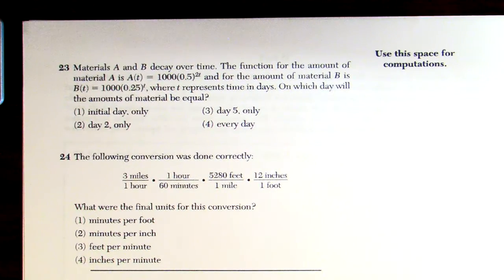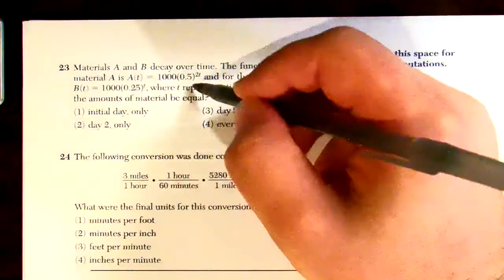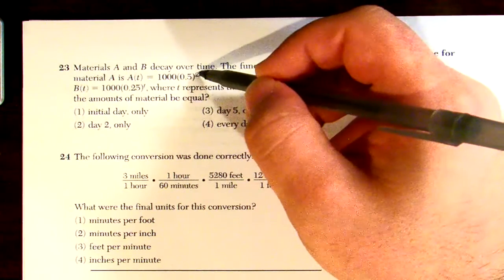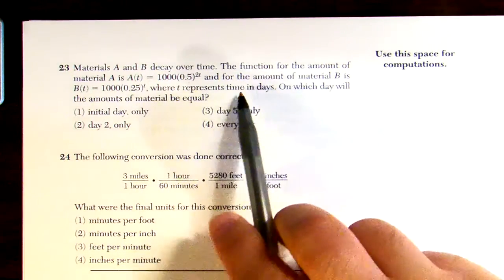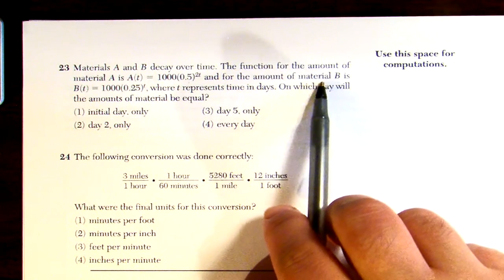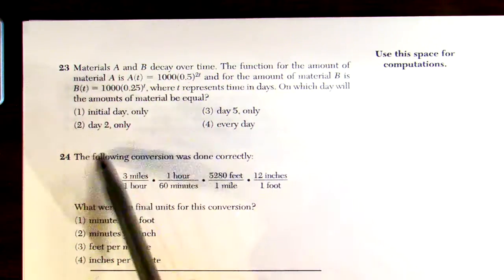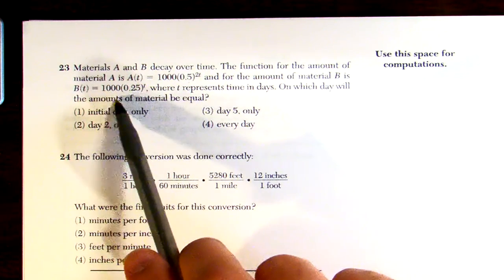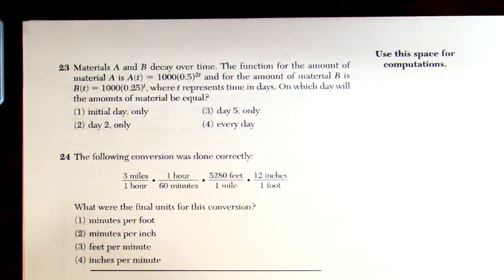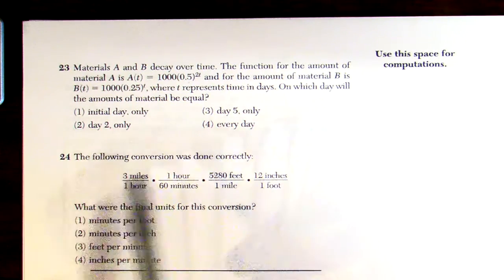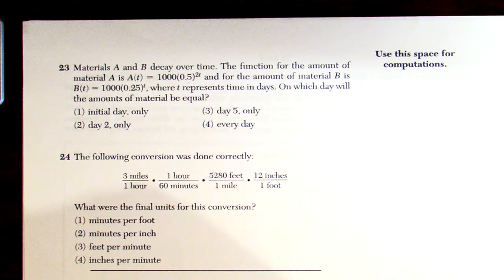23. Materials A and B decay over time. So we know we have a decay problem. The function for the amount of material A is 100(0.5) to the 2t for the amount of material, and for the amount of material B, it is B of t equals 100(0.25) to the t, where t represents the time in days. On which day will the amounts of material be equal?